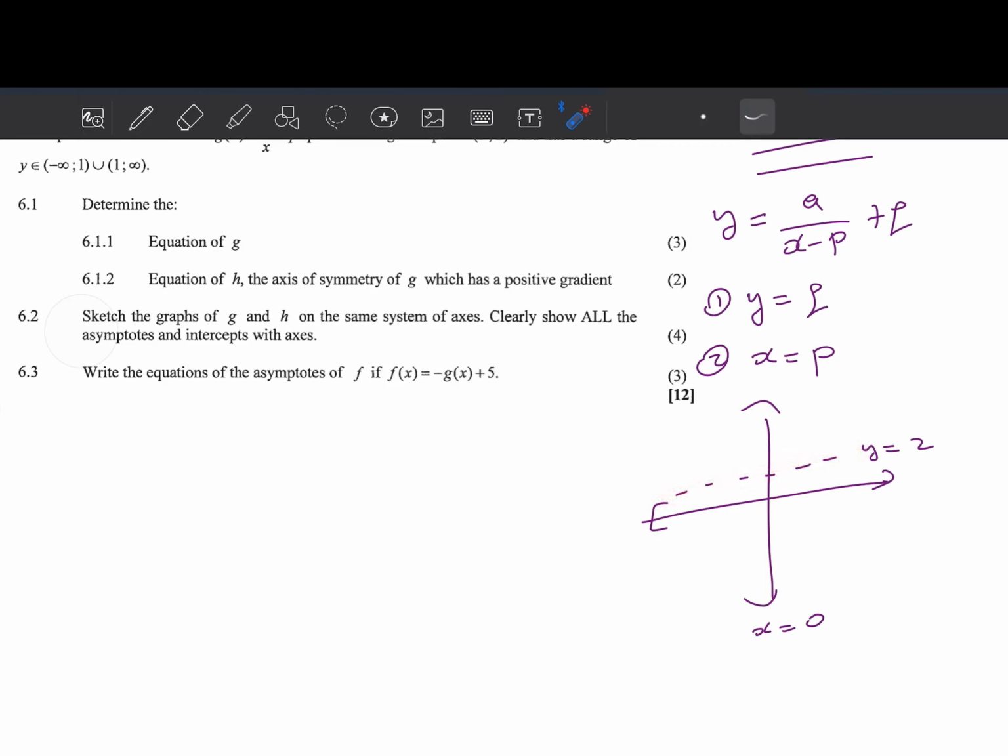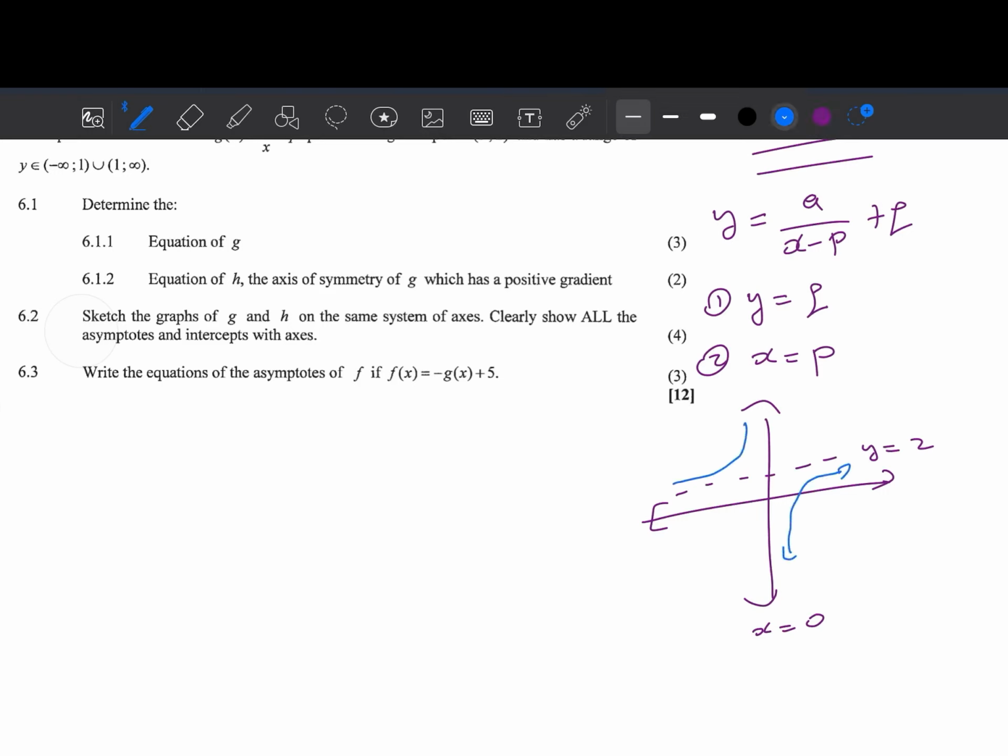For some reason, the way you write this, your graph is either going to be here, and if it's there, therefore it's going to be here as well. That's how the hyperbola looks. Or if it's here, therefore this side is going to be here, and that's how your hyperbola looks.